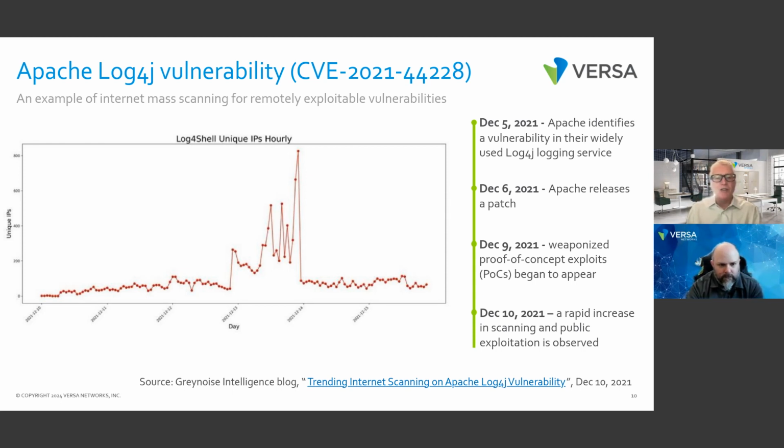What this chart ultimately shows is that on December 10th, Gray Noise, which monitors internet noise and mass exploitation, saw a 5x increase in the number of internet scanners scanning for remotely exploitable Log4Shell instances on the internet, right? With working exploit code in hand, the bad guys then used mass scanning to find as many vulnerable systems as possible to target and compromise, right? And so you can see everybody starting to mass scan for this vulnerability.